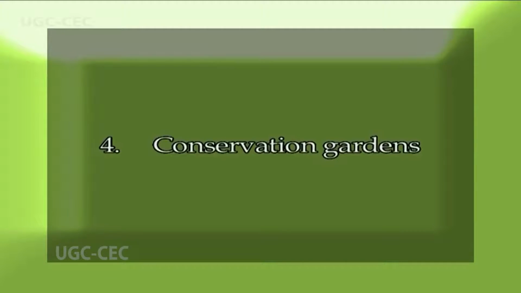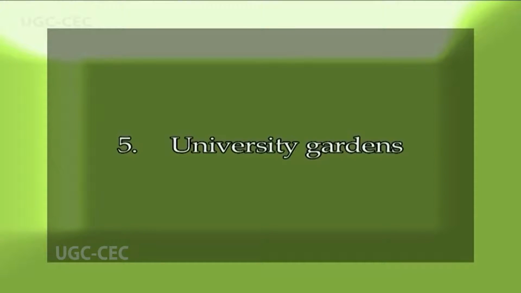Number 4, conservation gardens. These gardens have recently been developed in response to local needs for plant conservation. They have natural vegetation in addition to their cultivated collections. Number 5, university gardens. These are maintained by the university authorities and have a role in teaching and research.